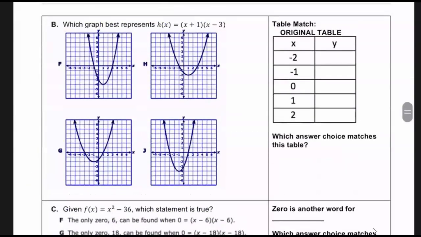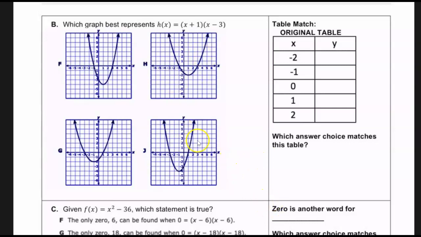So let's look at B. So B is kind of the opposite. Instead, they give you the equation and they want you to find the graph that matches this. So it says which graph is best represented by h of x equals x plus 1 in parentheses multiplied by x minus 3 also in parentheses. So we see that we have our options right here. And you have a few options.